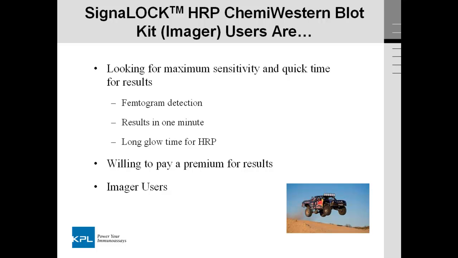Your specialty users, your SignaLOCK HRP ChemiWestern blot users, are looking for maximum sensitivity and quick time for results. They need femtogram detection. They want the results in a minute. They may also be looking for long glow time with HRP. They'll be willing to pay a premium for results and are using imagers.